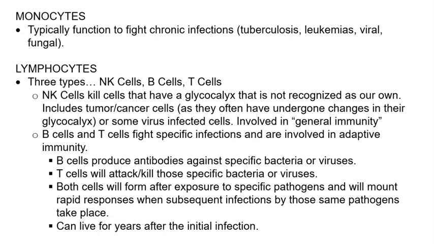Both B cells and T cells will increase in number and will increase their response after exposure to specific pathogens. If that individual is infected with the same bacteria or the same virus later on, the B cells and the T cells will mount very rapid responses to those subsequent infections. And both of the B cells and T cells can live for years after the initial infection occurs, which allows our body to respond quickly if additional infections take place in the future.